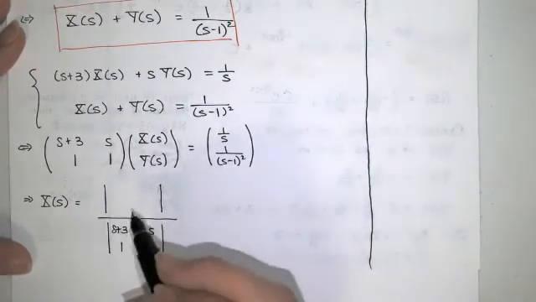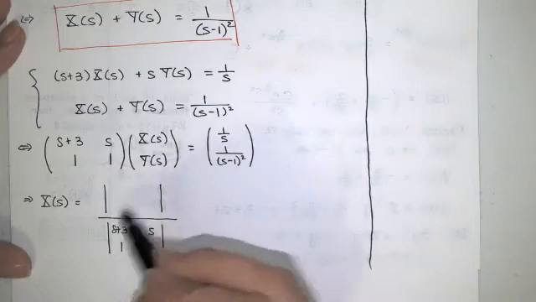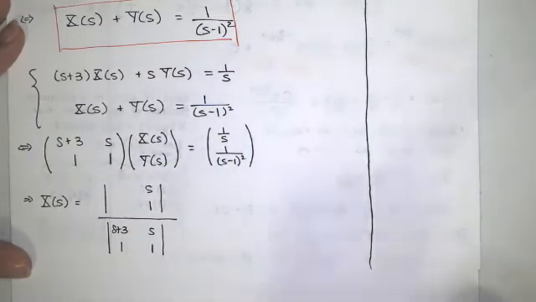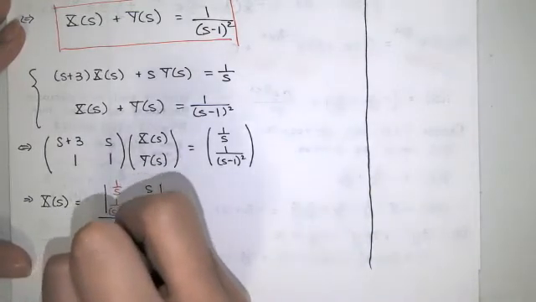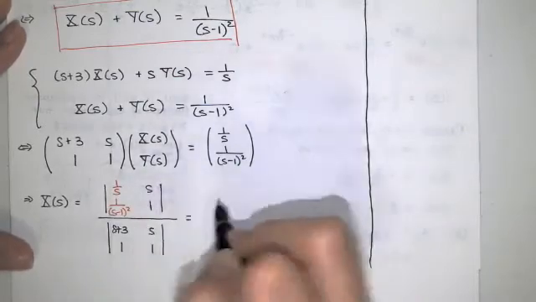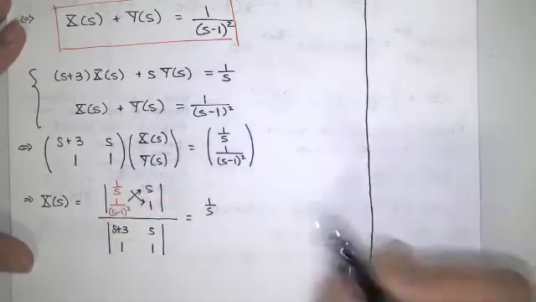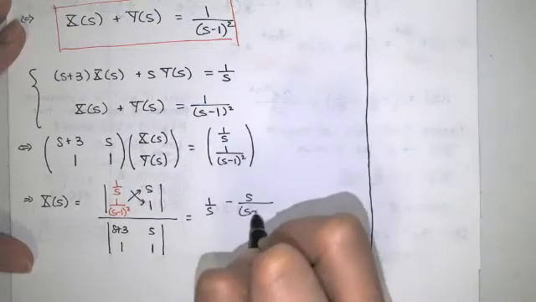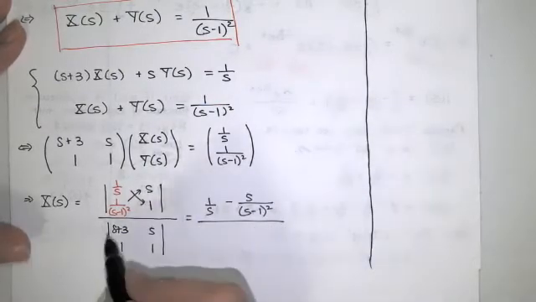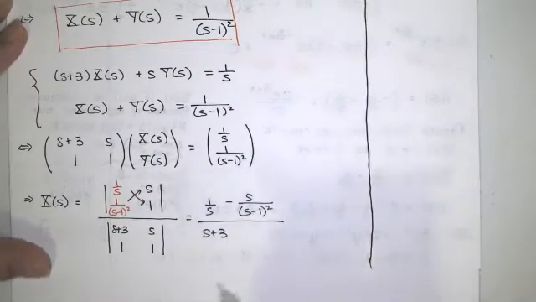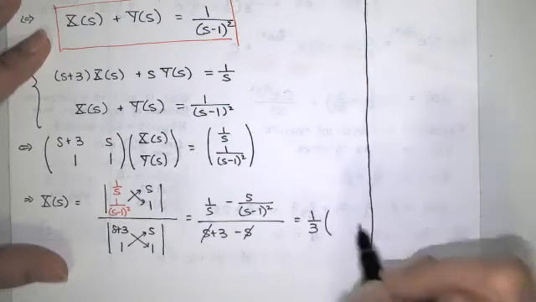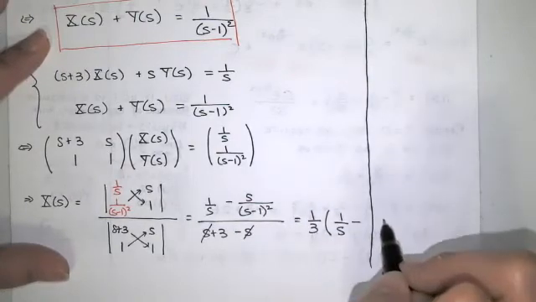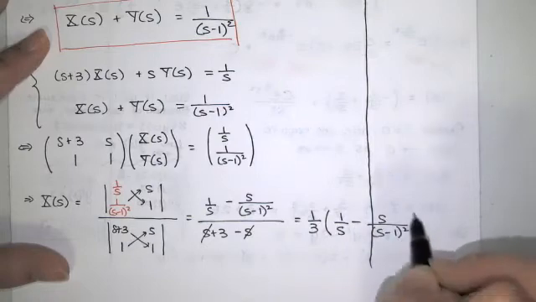Now up here, we're going to have exactly the same determinant, except you replace the first column with this column over here. So we still have an s and a 1 here, but in this column we'll have a 1 over s and a 1 over (s minus 1) squared. So we'll multiply across this diagonal, multiply across that diagonal, and subtract. In the denominator, we have this times this, minus this times this. That's nice. So just dividing by 3, we end up with 1 over 3 times (1 over s minus s over (s minus 1) squared).